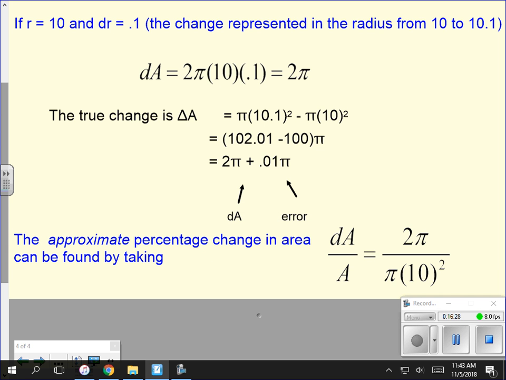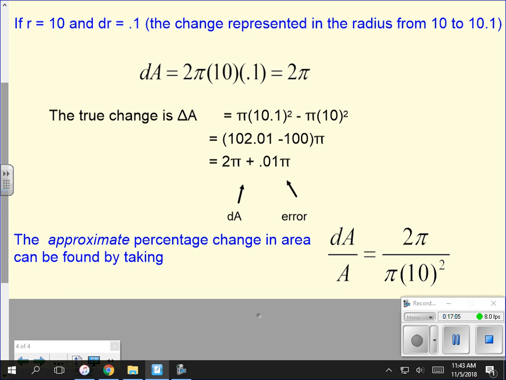Okay. The true change is delta A. So if I take the area when it is at 10.1 meters, subtract what it was at 10 meters, I end up getting my change. If I factor out the pi, square 10.1, square 10, and then you redistribute the pi and find the difference between the two, dA is 2 pi. The error, how much I'm actually off by, is 0.01 pi.